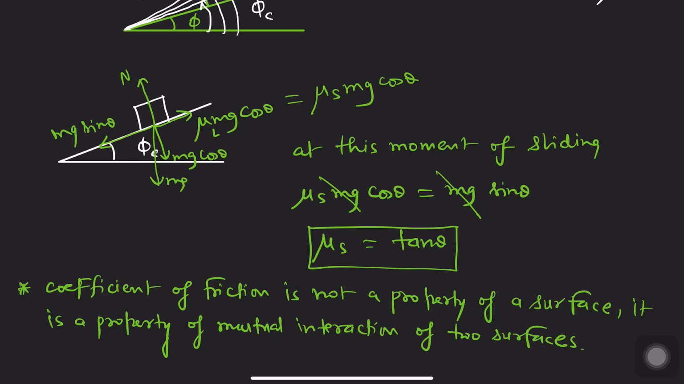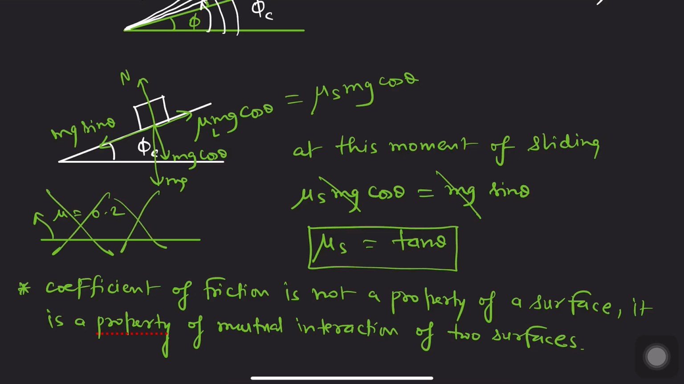Means, guys, what? The mu is never defined for a single body or a single surface. Always remember, guys, mu is never defined for a single body or a single surface. If somebody says that this is a surface, and I write that mu is equal to 0.2, this is wrong, guys.